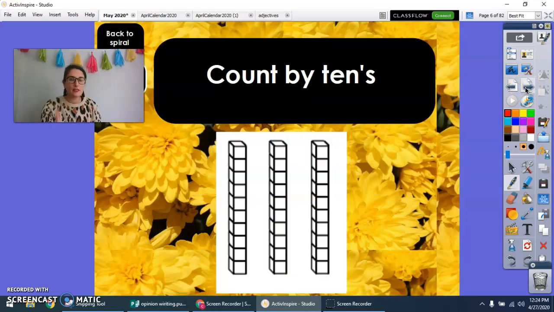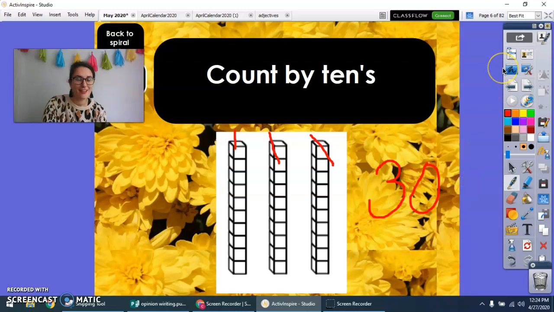Excellent. All right. This last one is to count by tens. So each of these rods is worth 10, and so I have to count by 10. So go ahead and count by tens. All right, let's practice together. 10, 20, 30. Now, did I have to count every single little box? No, because I knew that each of these was worth 10s and I could count by 10s. So this is worth 30, and I write 30 by creating a 3 and then a 0 to make 30.